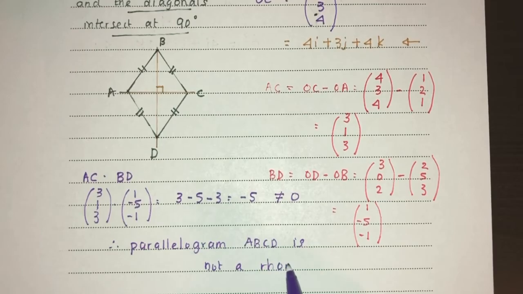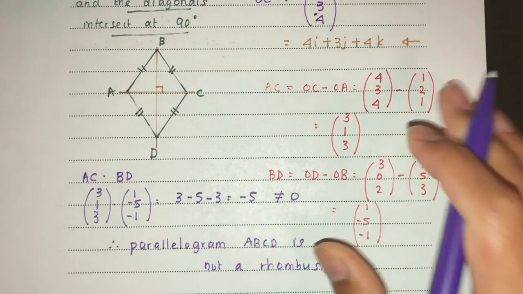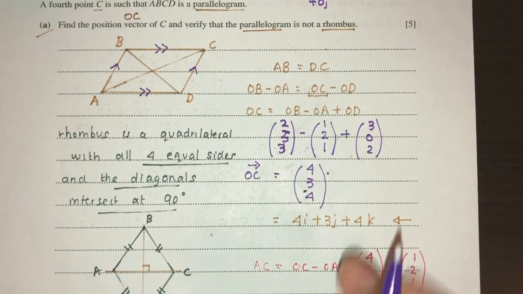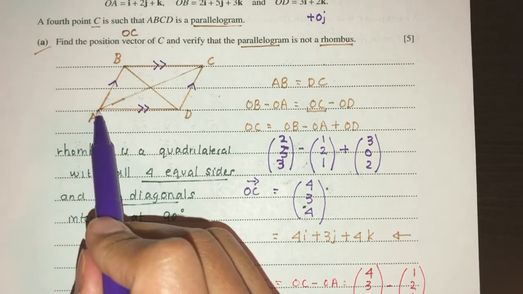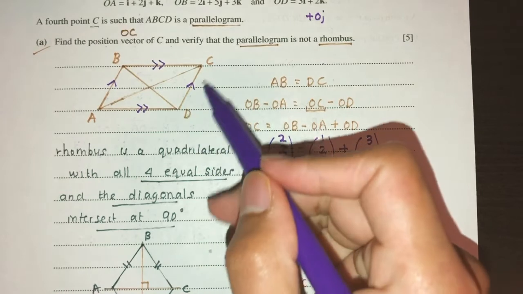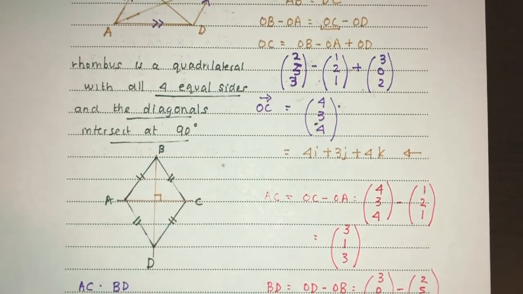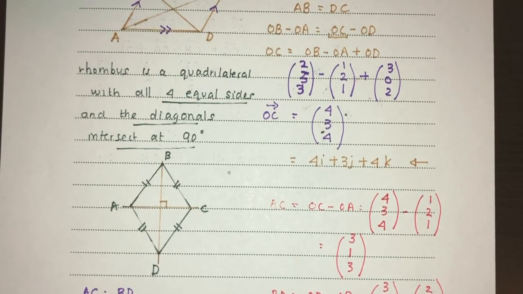Now, that is one way of doing that. As I have explained, you can also use this information to prove that. Basically, you can prove that the length of AD is different from the length of DC, so it will show that all the sides are not equal. It will not be a rhombus. So that is another way of proving that. Now let's move on to part B of this question.